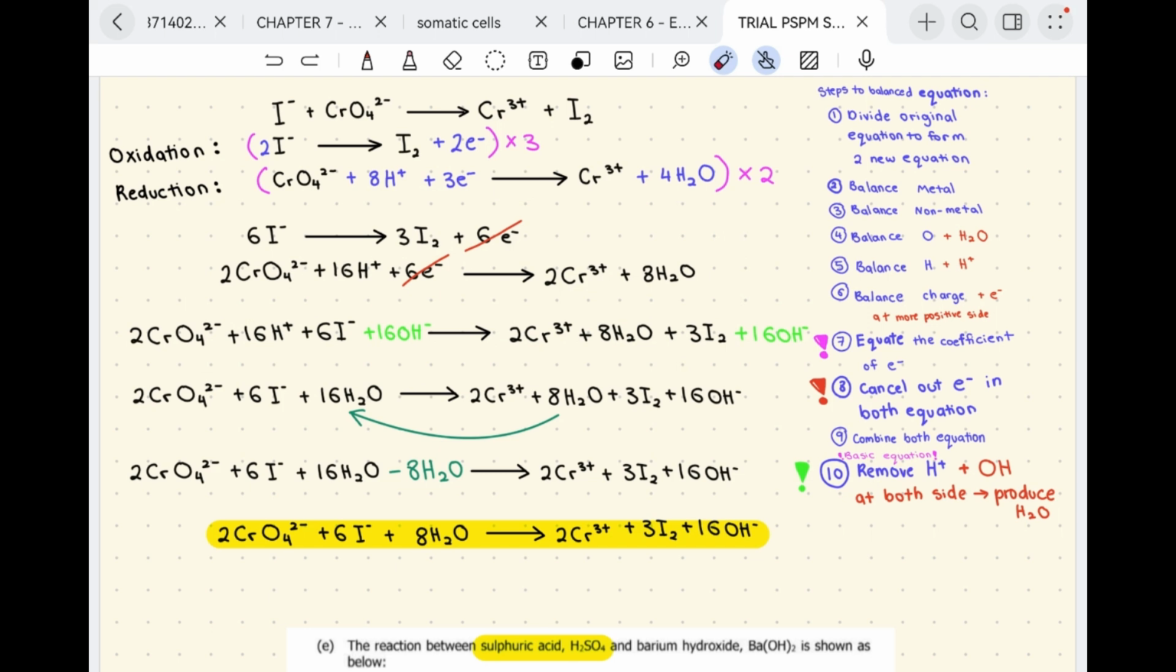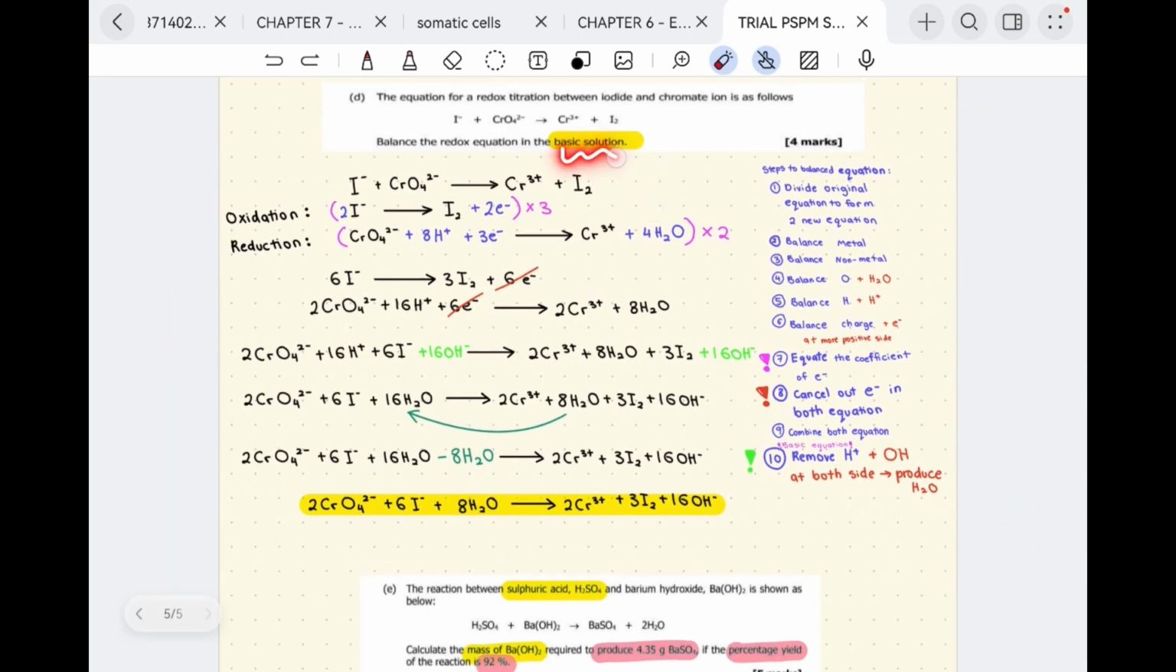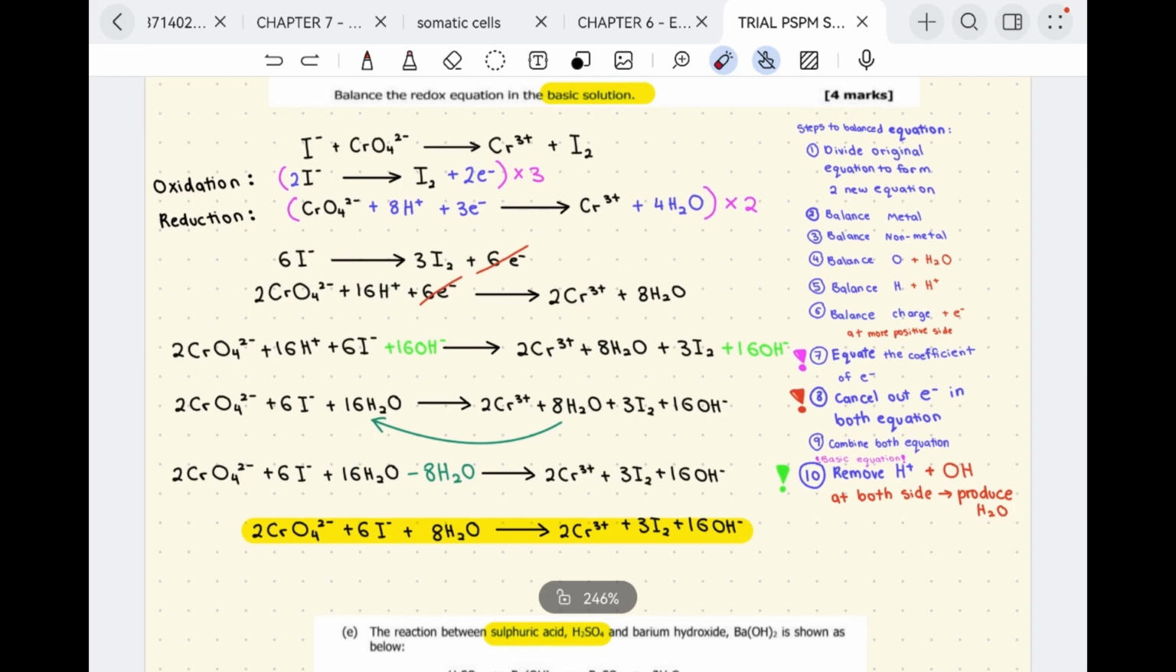So after we combine, we can observe that we have 16H plus here, because this is actually a basic solution, so we cannot leave our chemical equation with H plus here. So how to remove the H plus? Because H plus represents that the reaction involves acidic solution, but this is actually a basic solution, so we need to remove the H plus to show that this reaction actually involves basic solution. So to remove the H plus, we just need to add OH minus at both sides of the equation. So we just follow the coefficient of H plus, so we add 16 OH minus at the left hand side and 16 OH minus at the right hand side.